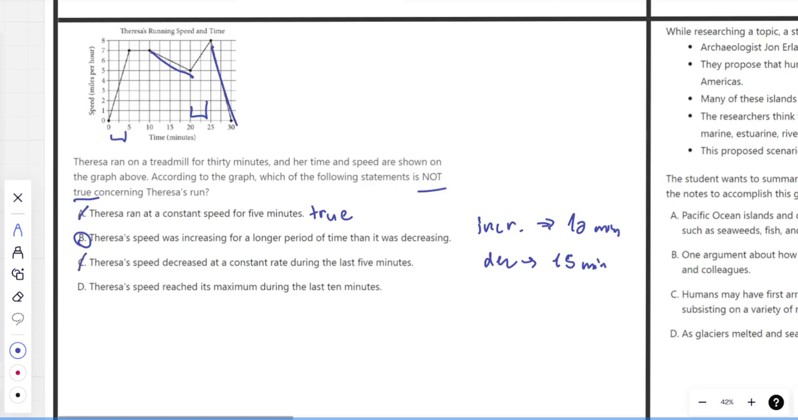C is true, right? Speed decreased at a constant rate. That's a linear slope. And it reached its maximum during the last 10 minutes. That's also true. So by process of elimination and just matching that up, we get answer choice B for this one.